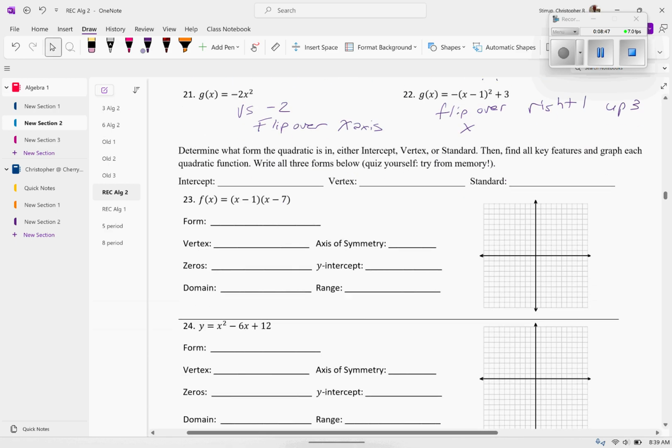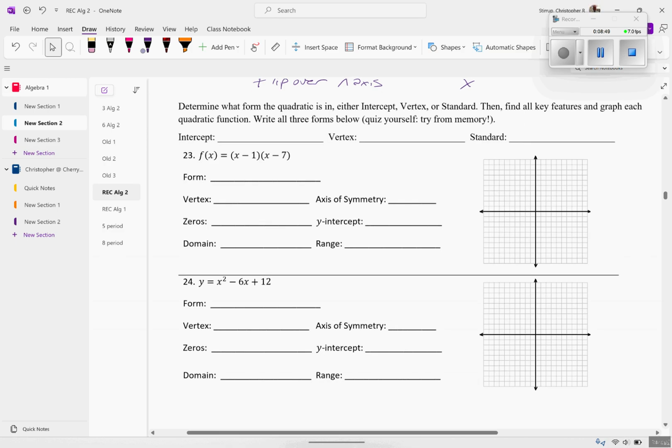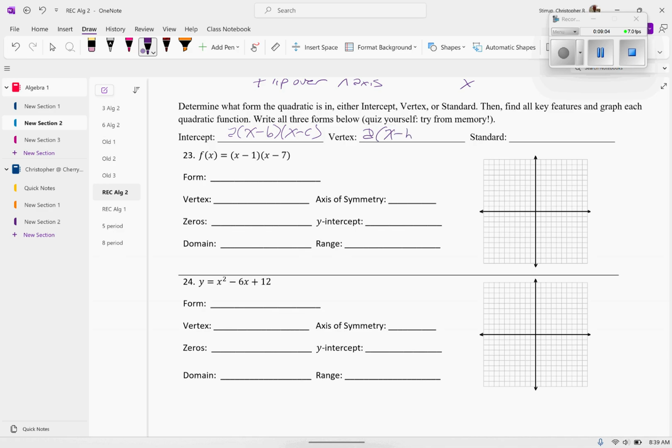All right, so let's take a look. They want intercept form, standard form. Intercept form is like when it looks like this. Something like that. Vertex form looks something like this. Maybe you have an a out front. And standard form is just ax squared plus bx plus c. So we just want you to know the difference. So this is in standard. Nope, this is in intercept form.